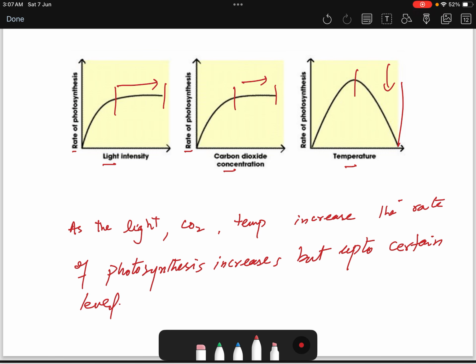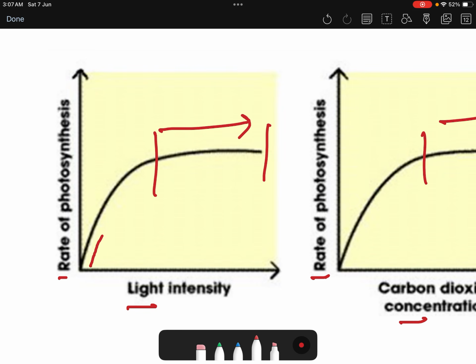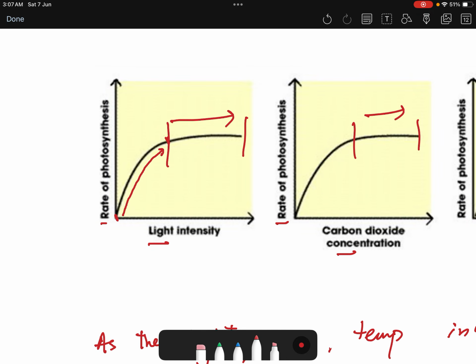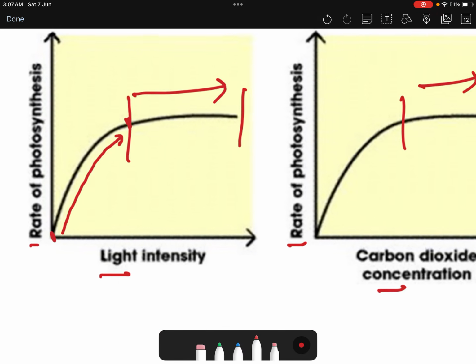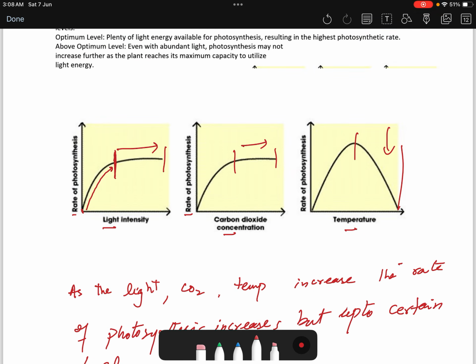also. Okay, now what you learned from this graph, let's say for example this one, as the light is increasing, the rate of photosynthesis is increasing. So you can see there is an increase until here, and after that there is no increase. It means that the light is affecting from here till here, but after that it's not affecting. So even if you are increasing the light, there is no effect on the rate of photosynthesis. After that, light is no longer a limiting factor.